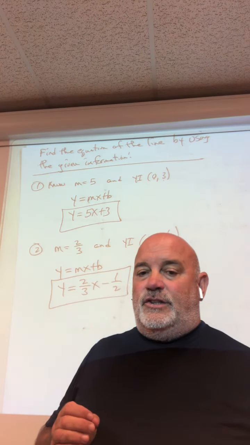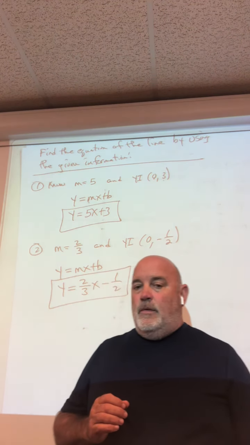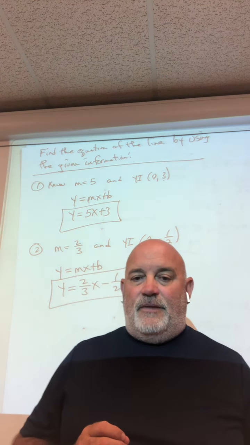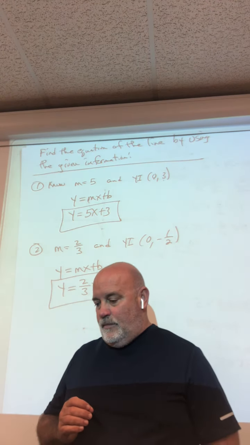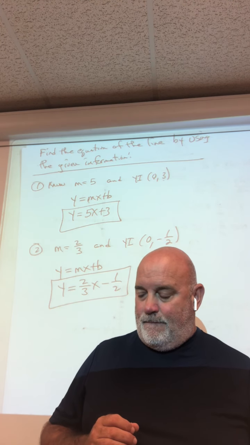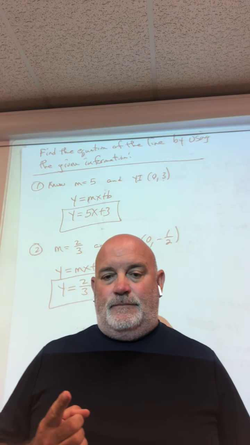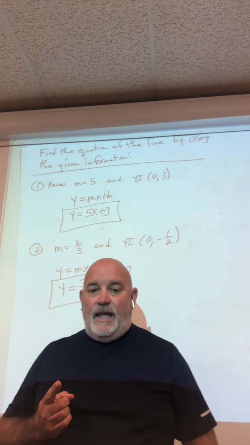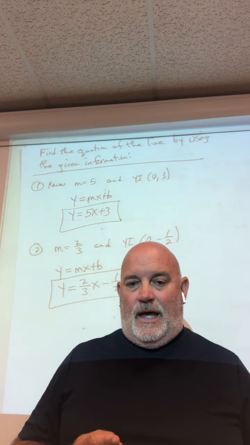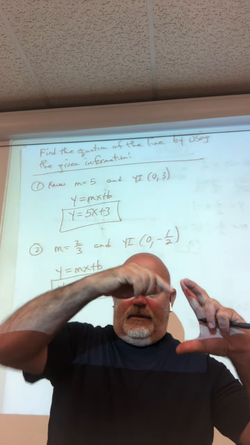To get the equation of a line, we must know 2 facts about that line. We must know the slope of that line, m, and a point on that line. And then write x1, y1 in parentheses.